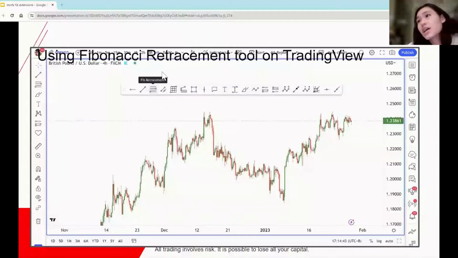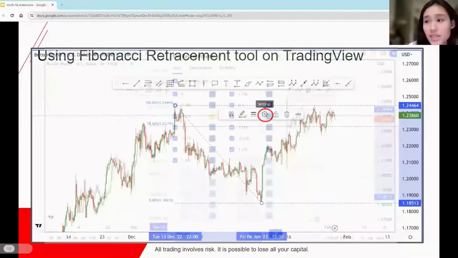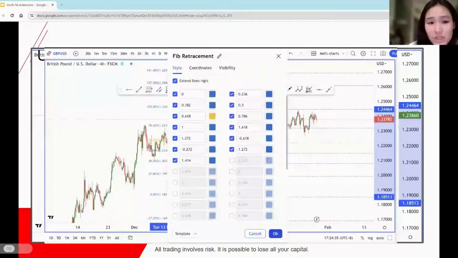So you can find this on the top bar or the sidebar. Here you can see I've circled it out. And then after you've connected your Fibonacci trend line, this floating bar will pop up over here. When you click on settings, this selection box will appear, so you can select any other levels that you wish.